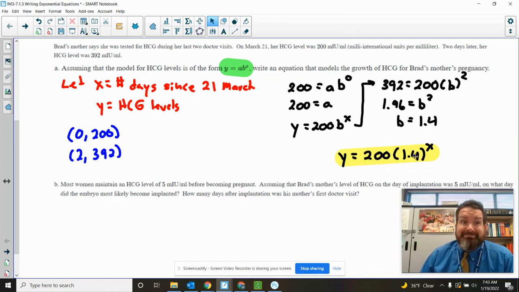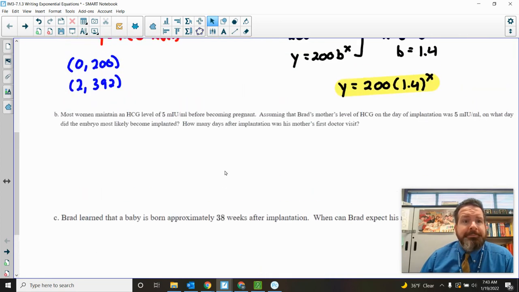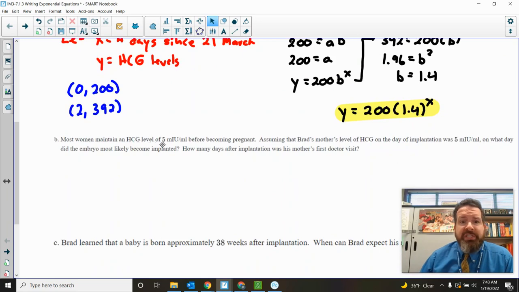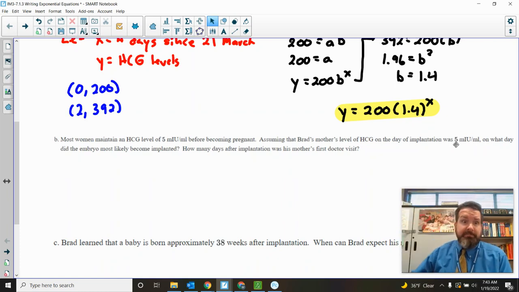So we've got our model. That's the hard part. Now let's use it. So it does say here that most women generally have an HCG level of 5. So if you're not pregnant, that's where it is. So here's the thing. We're going to work backwards. We're going to figure out on what day her level was at 5. Since that's when she would have started growing, that's when the pregnancy would have first taken root, the embryo becoming implanted.